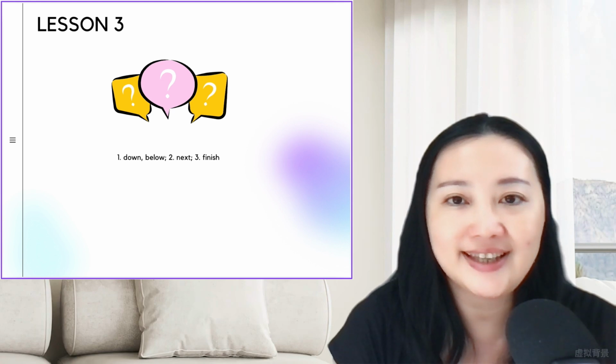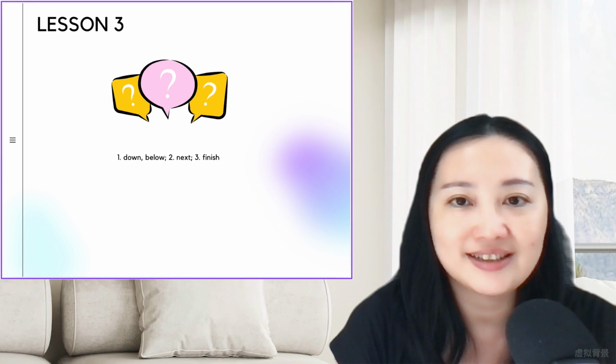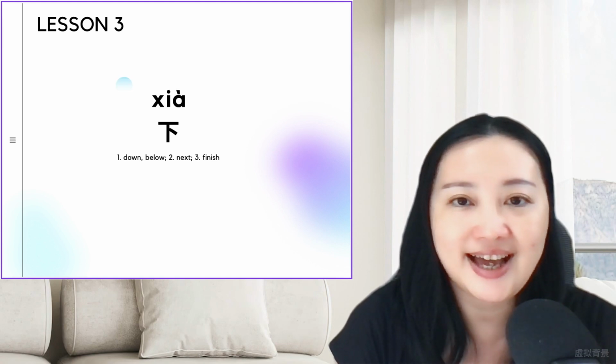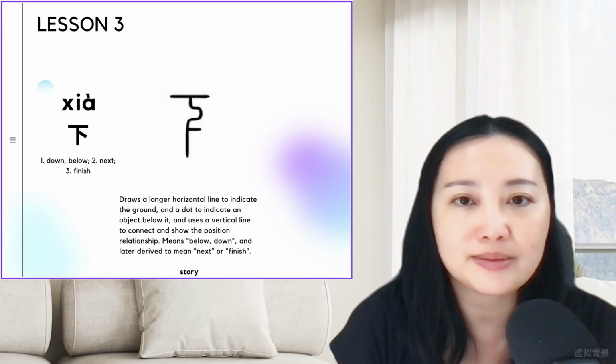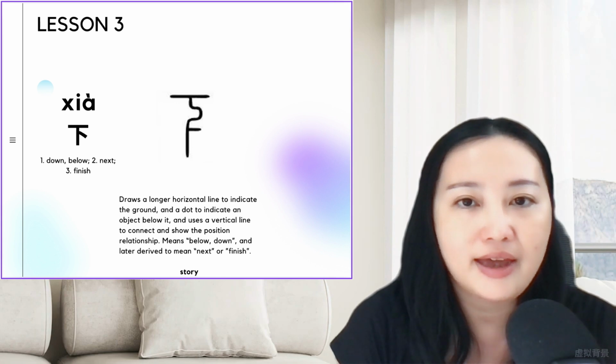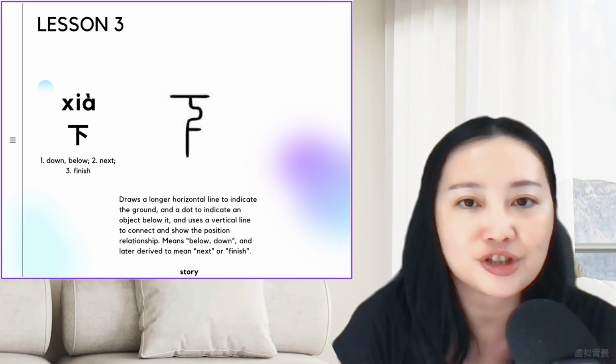Okay, so the second Hanzi, which means below, next, or finish, is 下. Alright? So you can see the concept and the shape is quite related to the character 上, right? It has a longer horizontal line to indicate the ground as we talked about, and a dot to indicate the object below it, and a vertical line to connect the two of them to show the position relationships.